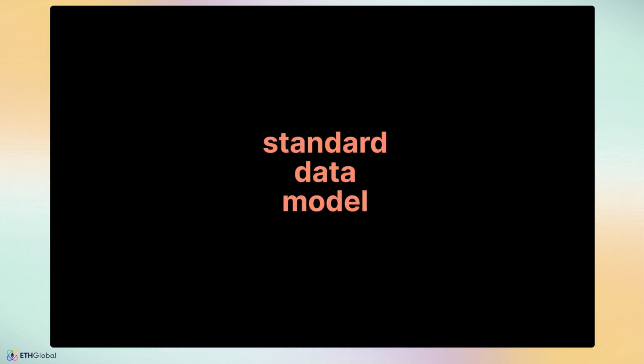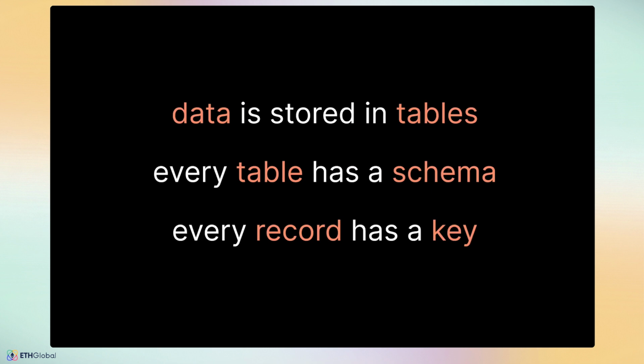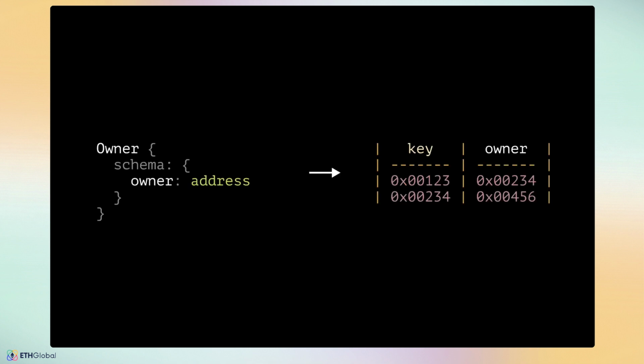The standard data model is very simple. All the data is stored in tables, and every table has a schema that describes the types of values that are stored in this table. And then every record, that means a row in the table, has a key which is used to index this row in the table. Here's an example of an owner table that has a schema with a single field called owner, and the value that is stored in this field is an address. And then each row is indexed by a bytes32 key, which is implicit in the schema because we didn't provide any override for a key schema.